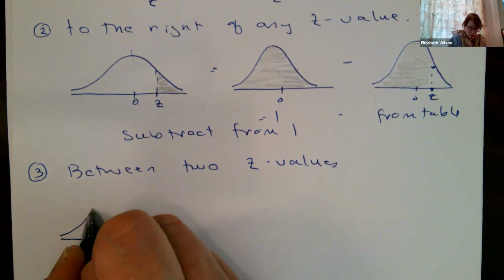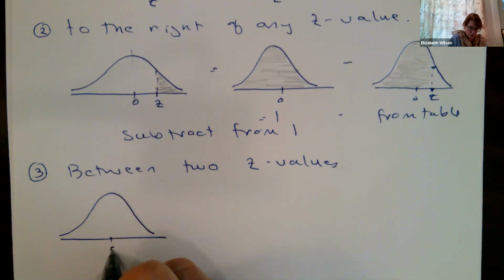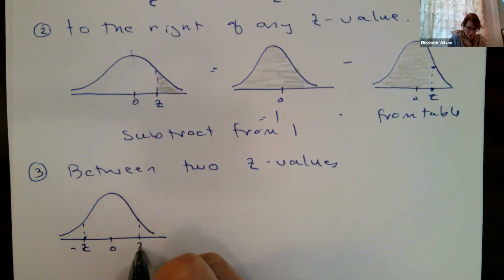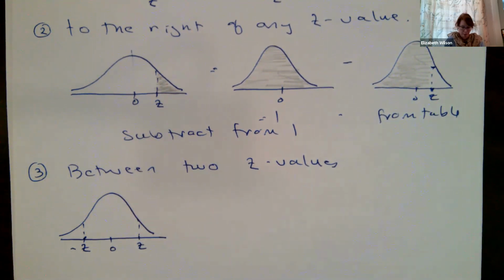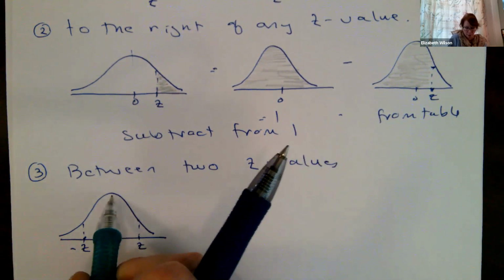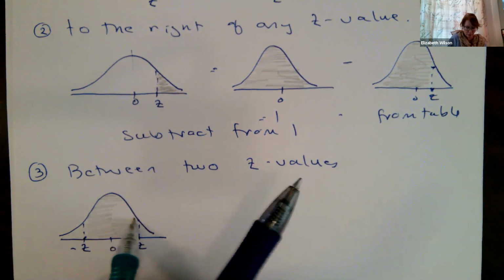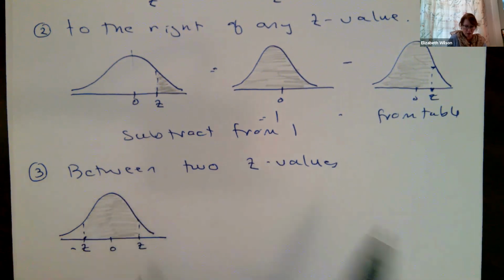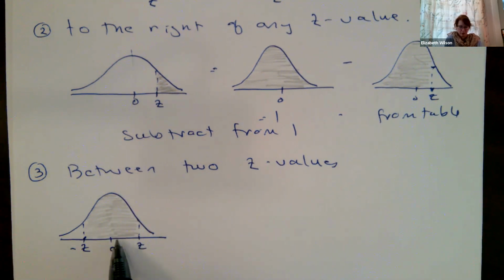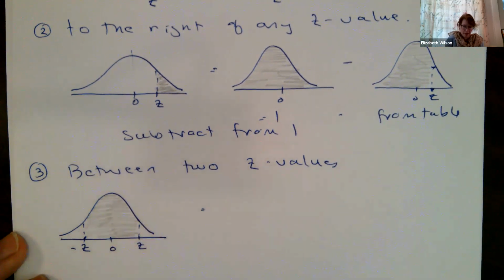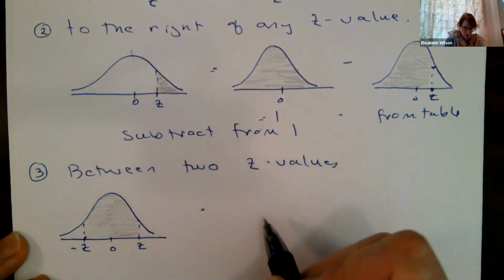All right, so let's draw our normal curve. Here's our 0. I've got a minus z-value and I've got a positive z-value. These are going to be defined by the problem that we're working on. I just called them minus and positive, but it could have easily been z1 and z2. Maybe they're both positive, or both negative, but we're still talking about areas between two values.